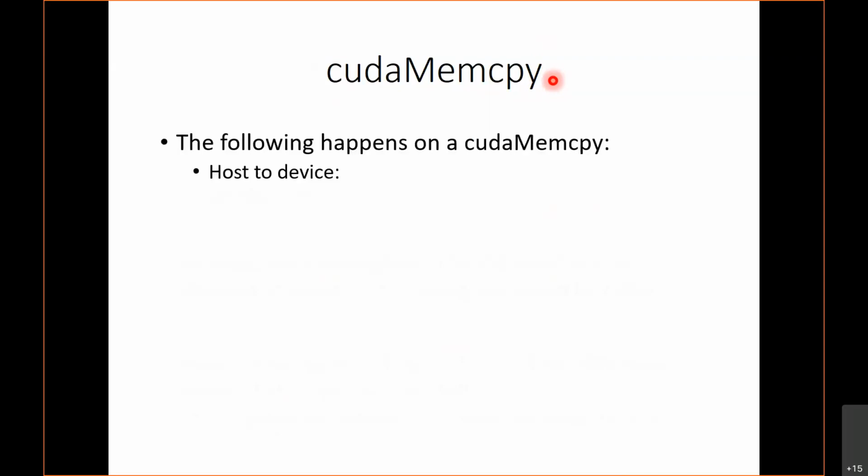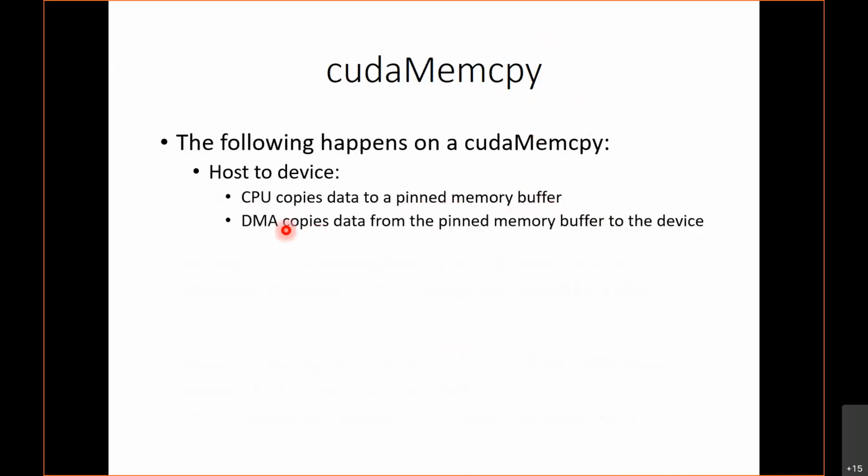When we copy from host to device, the CUDA runtime is going to have a pinned memory buffer that it's going to use. The CPU is going to copy the data from the buffer that we want to copy to a pinned memory buffer. And then the DMA is going to copy the data from the pinned memory buffer to the GPU.